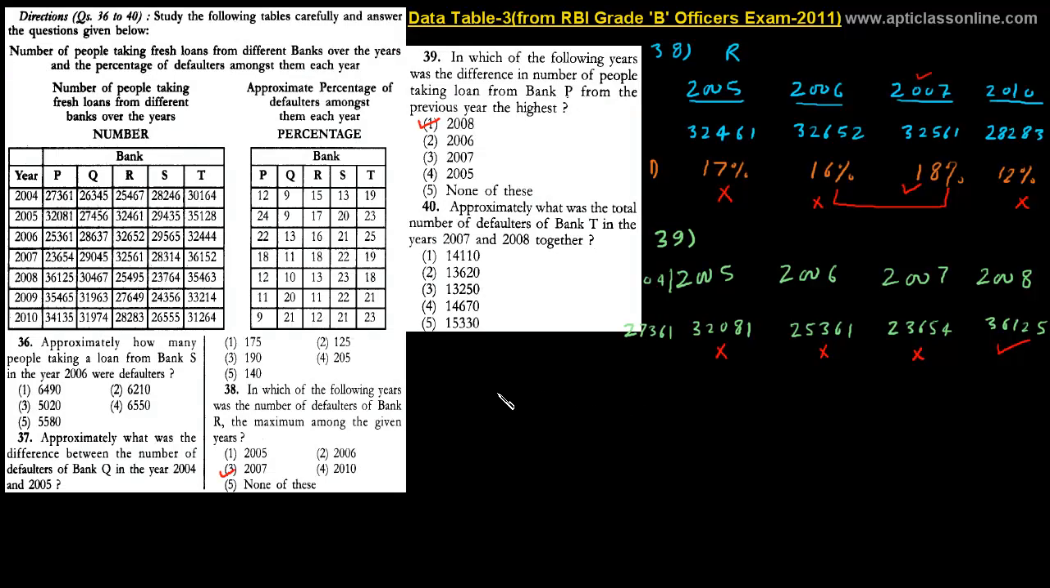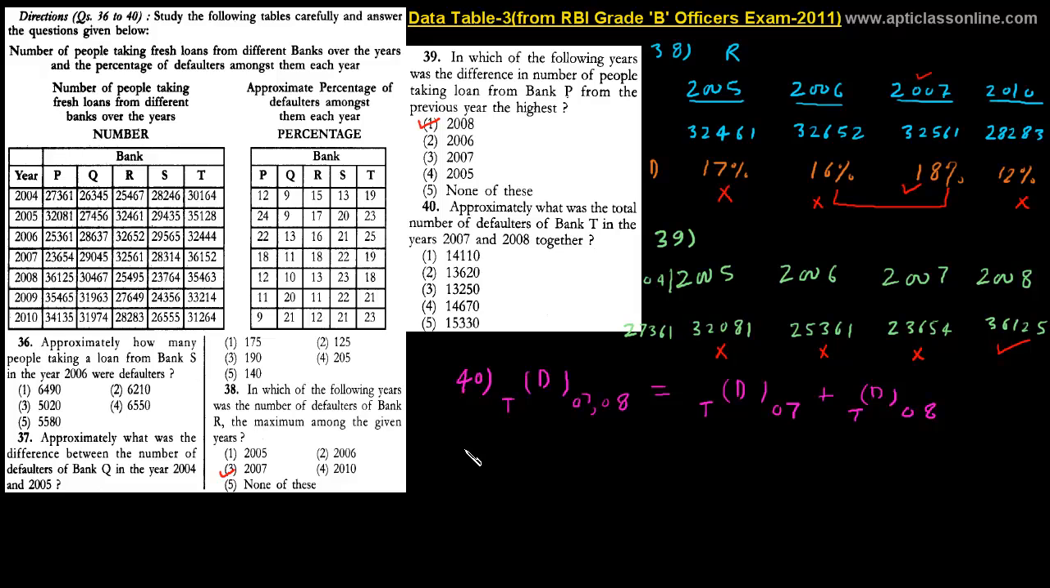Let's solve the last question, question number 40. Approximately what was the total number of defaulters of bank T in the year 2007 and 2008 together? So the defaulters for bank T in years 07 and 08 will be equal to defaulters for bank T in the year 07 plus defaulters for bank T in the year 08.